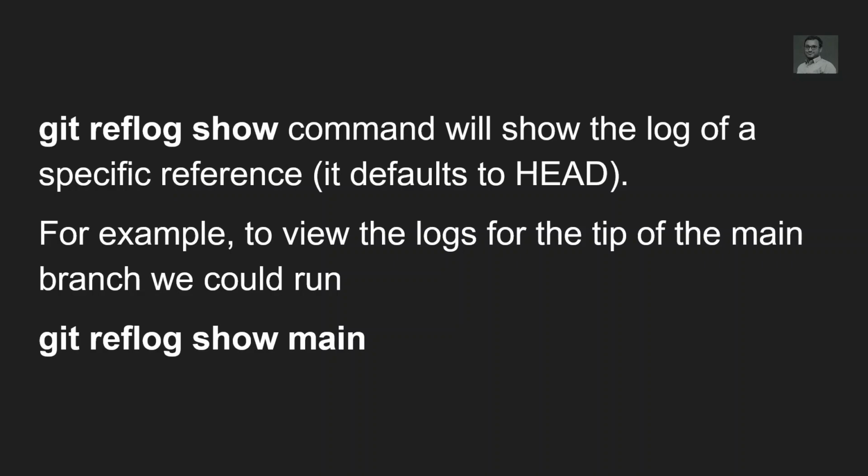So it will show you all the references. By default, if you don't mention any reference, it refers to HEAD. For example, if you want to view the logs for the tip of the main branch, we should run git reflog show main. Main means nothing but master. So if you want to see master, git reflog show master.